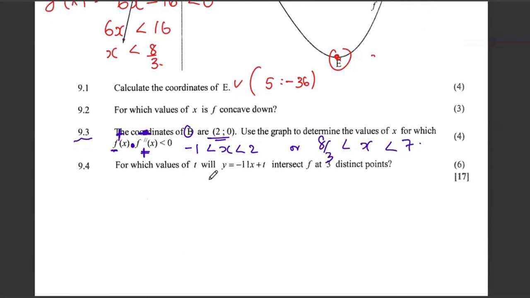Then for which values of t will the graph y equals negative 11x plus t intersect the graph?